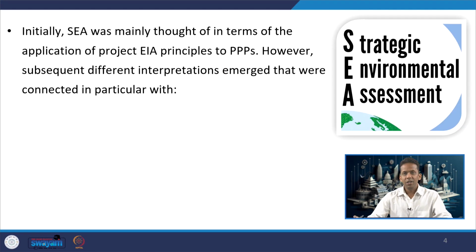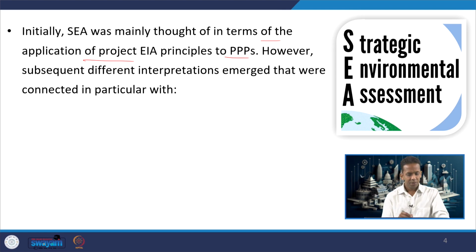Okay. Initially, when SEA started to be used, mainly in the western countries, it was thought of in terms of applying project EIA principles to PPPs, that is policies, plans and programs. In some sense it was not wrong because EIA principles are very robust, but it was not a mere extension of EIA principles to policies, plans and programs. There are many more things, strategic thinking and decision making, which should go into assessing the suitability of those PPPs.